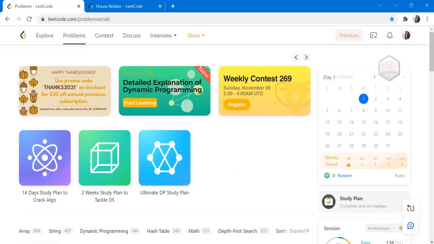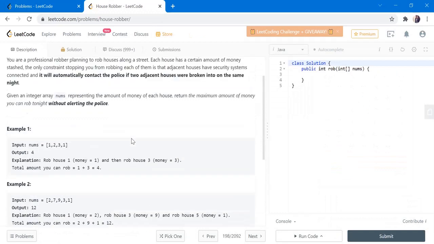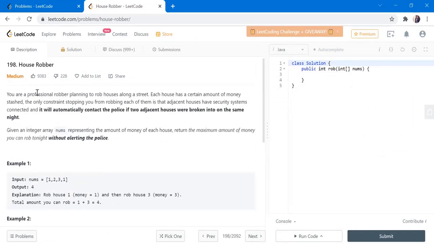We are at the first day of the December LeetCode challenge and the problem we are going to cover in this video is House Robber. It is given that you are a professional robber planning to rob houses along a street and each house has a certain amount of money. That is the input given here in the form of an integer array.